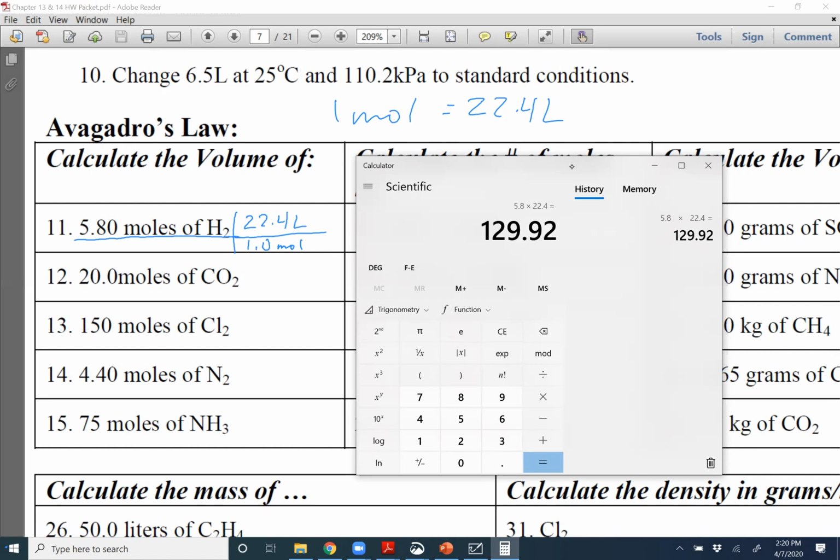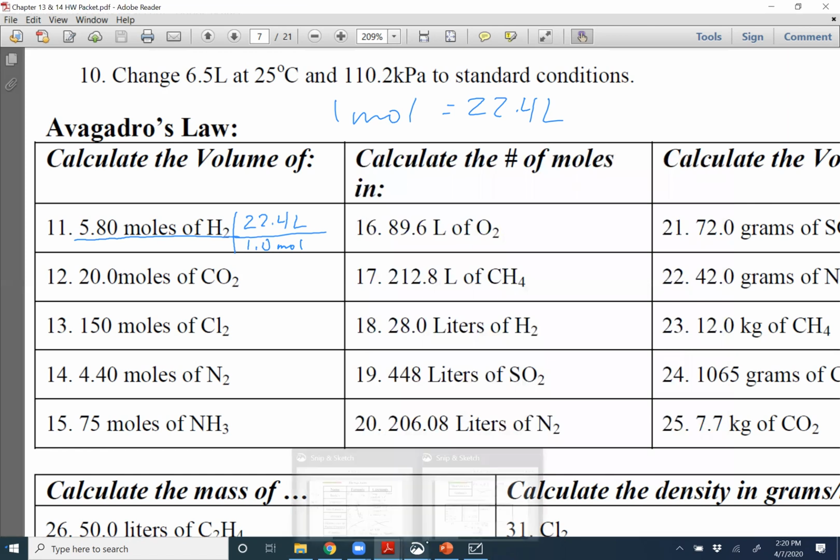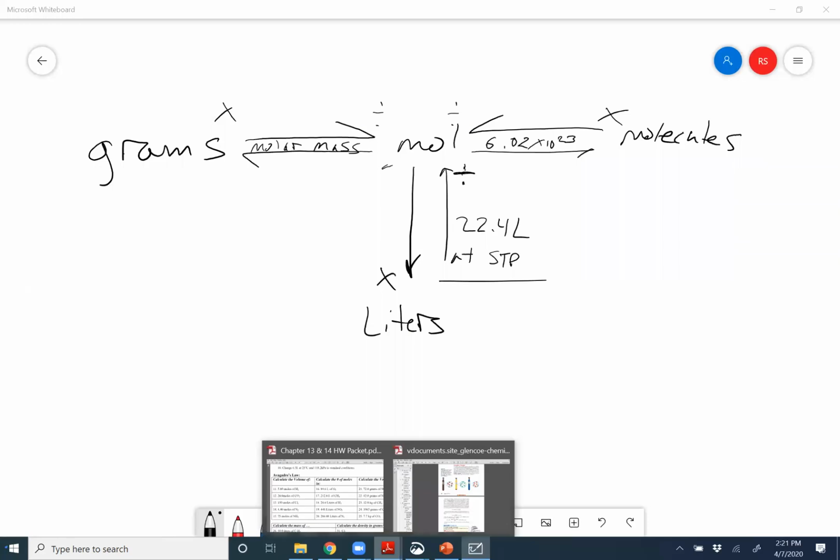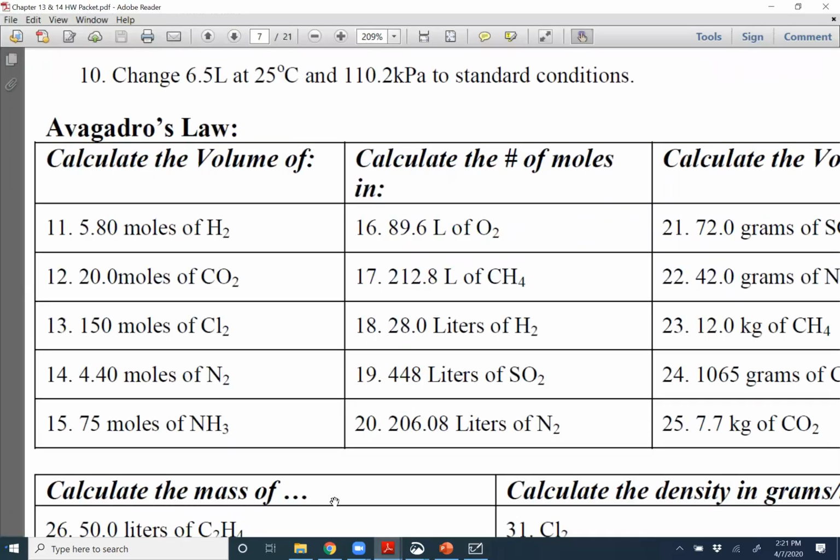And so if we look at our little drawing here, let me get rid of my annotations here. Okay, there we go, eraser. If we look at our little roadmap here, going from moles to liters, it tells us to multiply by 22.4. And that's what we did on the homework. We multiplied by 22.4. So I'll just take a snapshot of it.